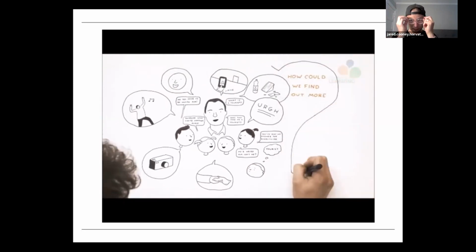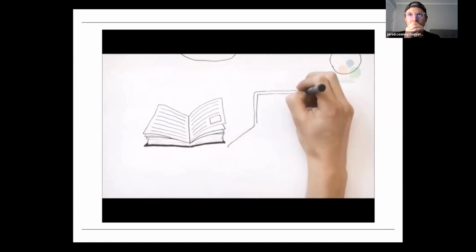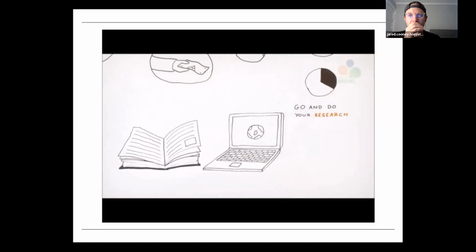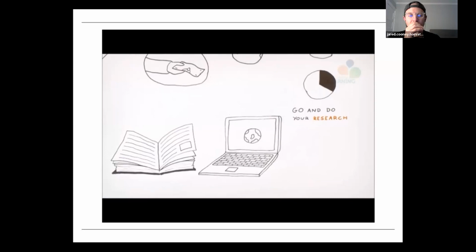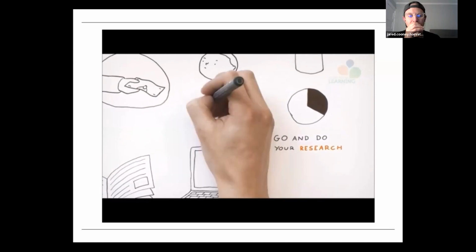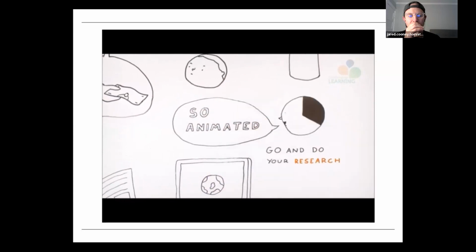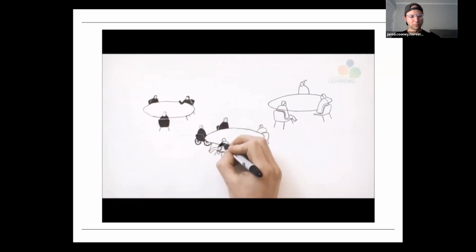How could we find out more? They said, well, we can go and look in the books, we can look online. I said, great, I'll give you 20 minutes. Go and do your research, come back, and we'll see where we go from there. The teachers who were watching that lesson said their children were far more animated than normal, particularly when it came to the research. The students were in groups.